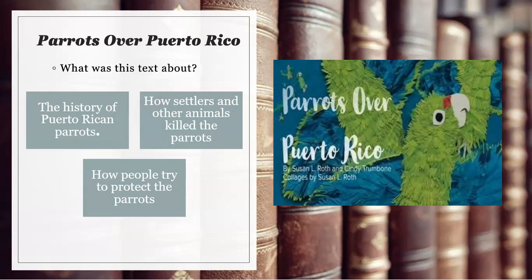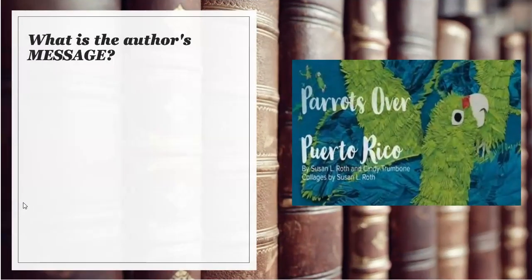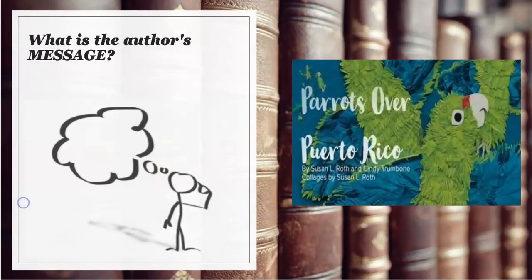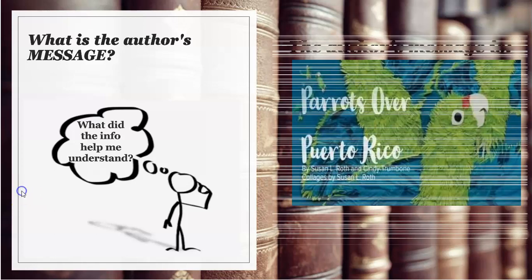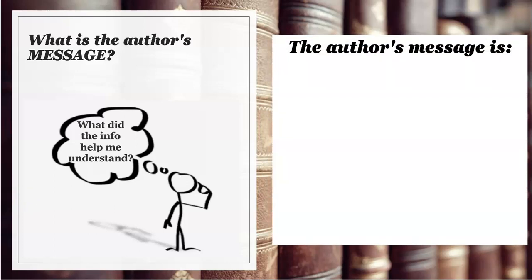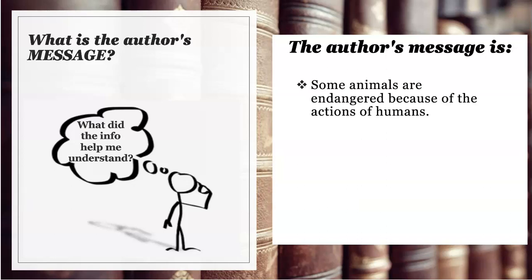Okay, so when we look at finding the message for nonfiction text, we really have to ask ourselves, what is the author's message? We begin to think to ourselves, what did the info help me understand? What did all those facts, all that information help me understand once I was done reading the text? For this one, we can infer that the author's message is that some animals are endangered because of the actions of humans.